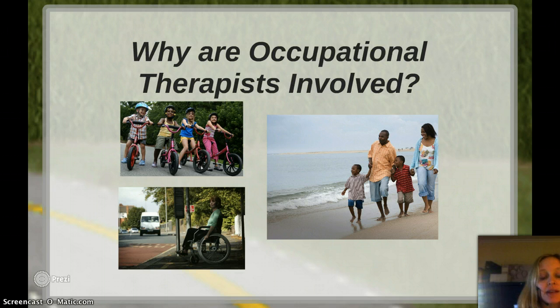Another reason is transportation and community mobility is associated with occupation. So the needs may be different for each stage of the lifespan, and transportation modes may vary, but each of those modes allows an individual to go from one location to another, allowing participation in occupations. And at times, the mode of transportation can be the occupation in and of itself, such as going for a bike ride for the fun of the activity.